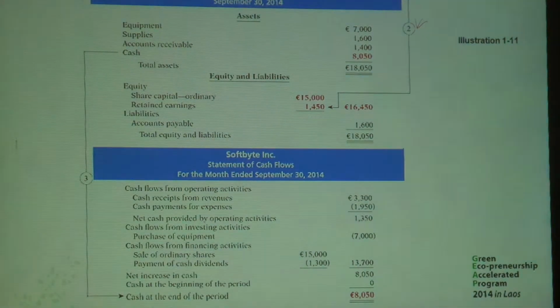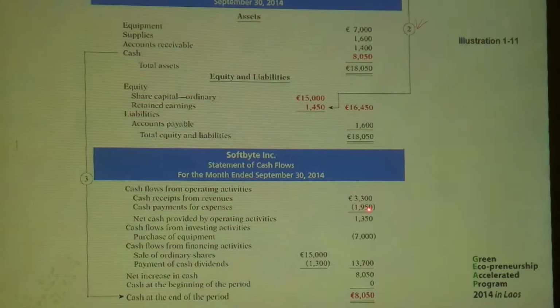Okay, so this one over here, cash receipt 3,300, cash paid 1,950 on the cash flow from operating activities. This is just revenue and expenses. Then the next one is over here, $7,000. Over here, 7,000 minus cash.